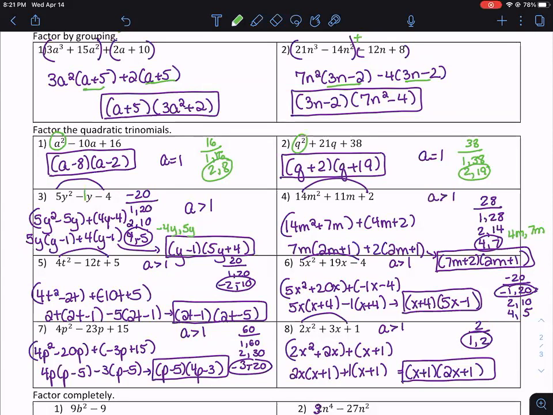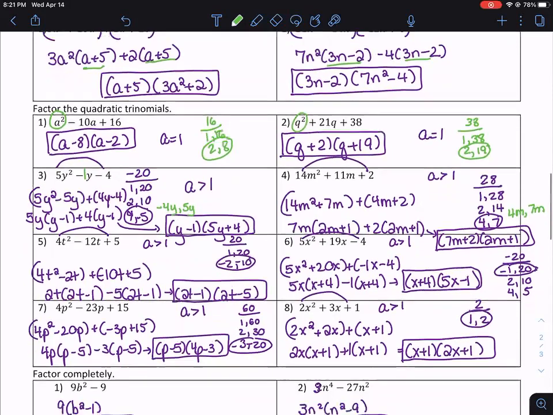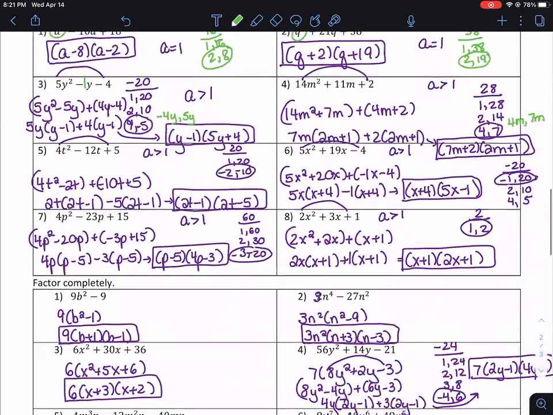Okay, so I'll give it like 30 seconds, and then we are going to finish with our last piece. So I'll just kind of slide it up. Okay, for number 5, we're going to do 4 times 5, which is 20.